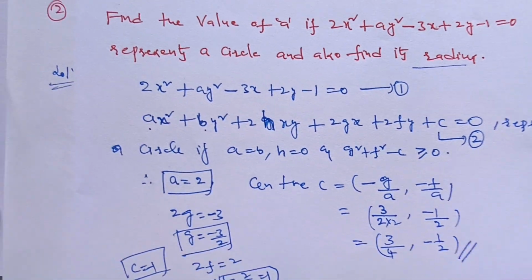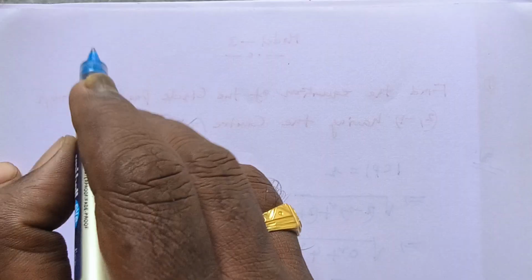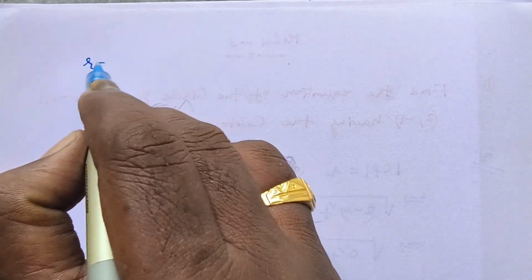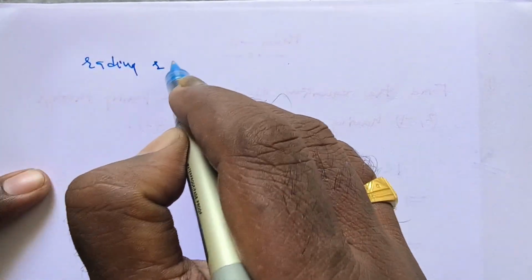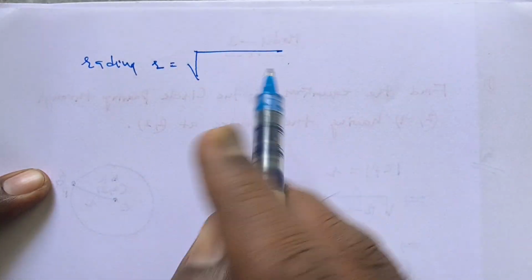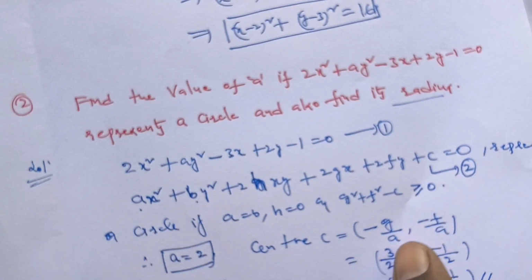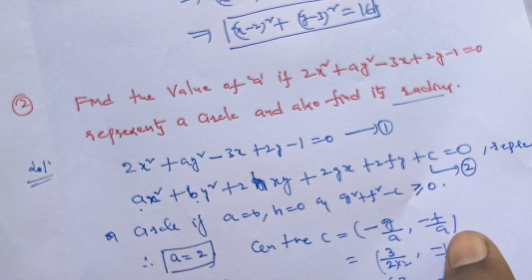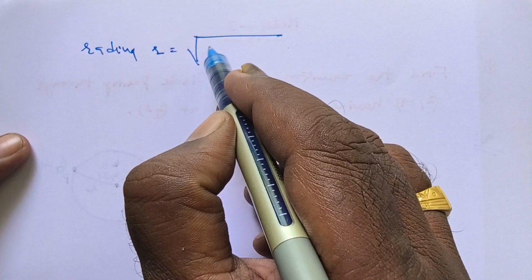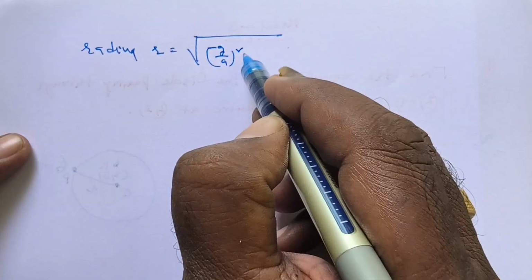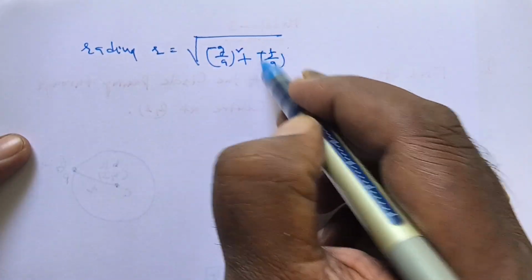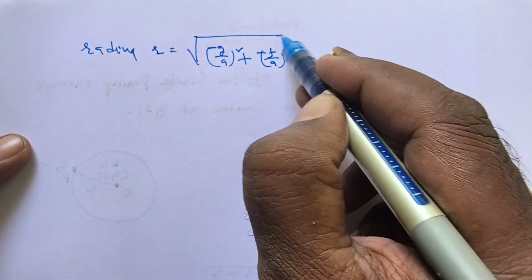Now find the radius here. Radius r equals to square root of minus g by a whole square plus minus f by a whole square minus c by a. This is the formula.